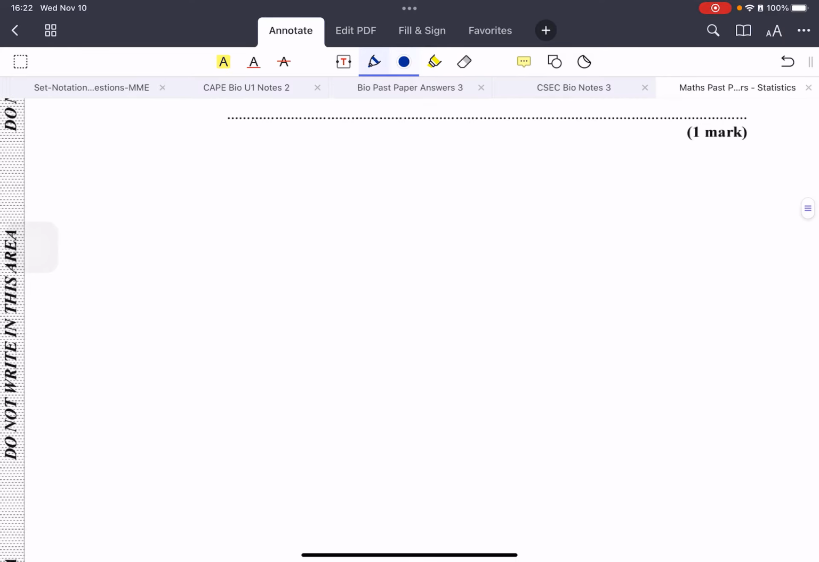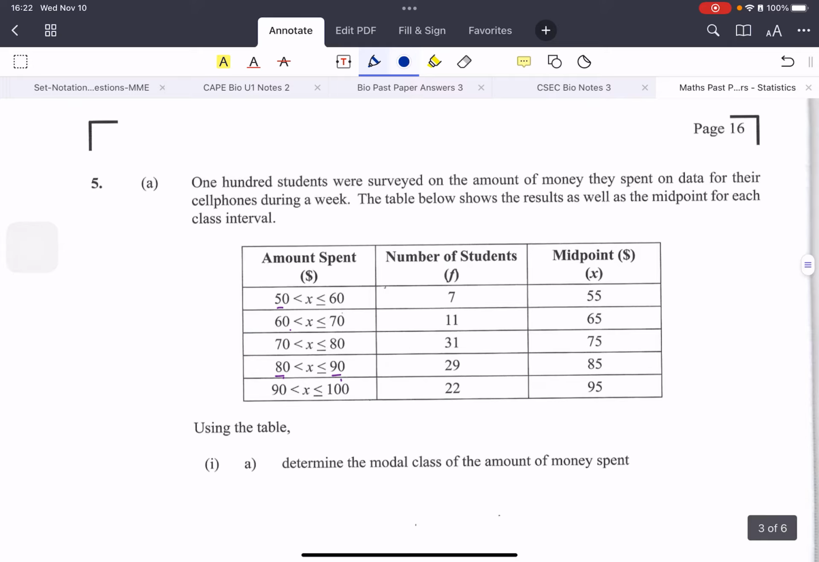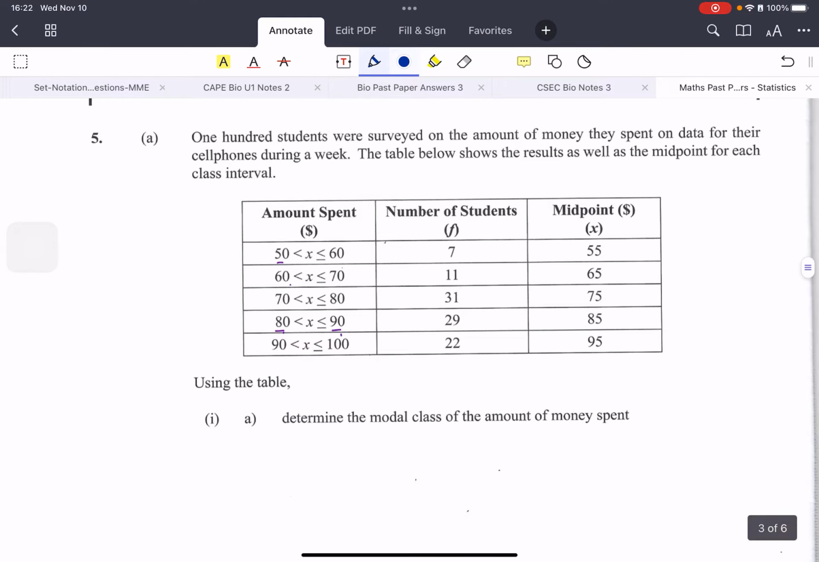Right. So let's move on. Look at this question now. 100 students were surveyed on the amount of money they spent on data for their cell phones during 1 week. The table below shows the results as well as the midpoint for each class interval. Just so you know, these are your classes, okay?